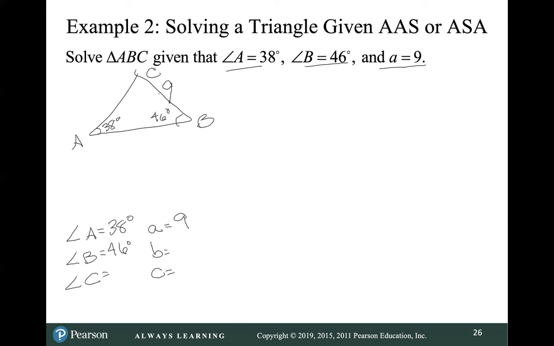The first thing I can do here, I have 2 angles. I can always find the third angle using the triangle sum theorem, which says that all 3 angles of a triangle add up to 180 degrees. So angle C is 180 minus 38 minus 46. And if you try that in your calculator, you should find that that gives you an angle of 96 degrees.